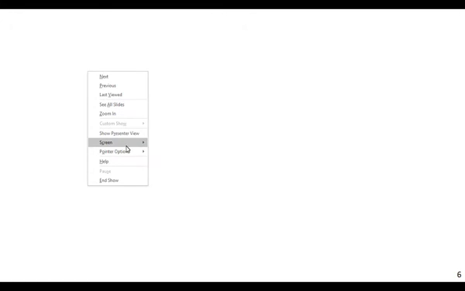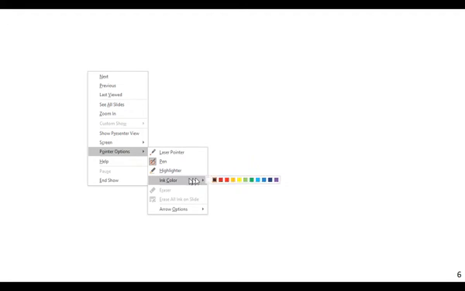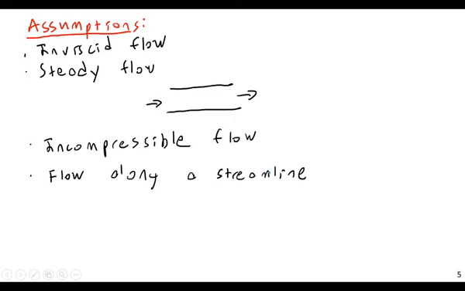Okay. So let us look at applying. So this is Bernoulli's equation. We've learned how to define it. We've learned how to derive it. We have learned the assumptions behind it. We've learned what goes into it. Now let's look at a few applications of it. So, applying the Bernoulli equation. What was the last assumption? Sorry, the last assumption was flow along a streamline. So, applying the Bernoulli equation.